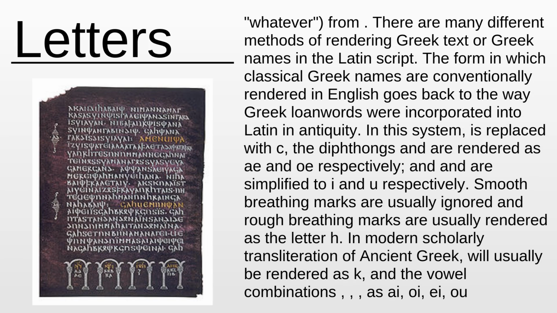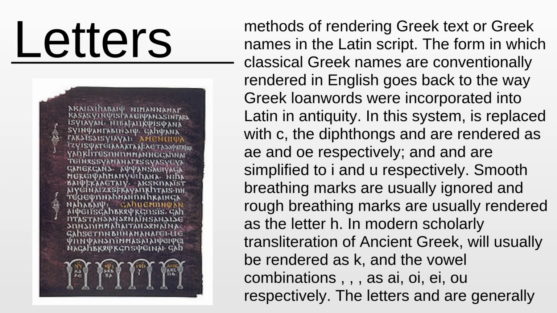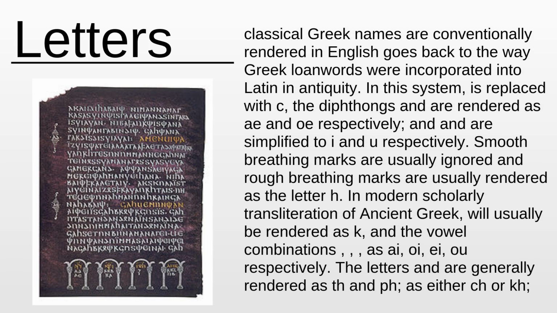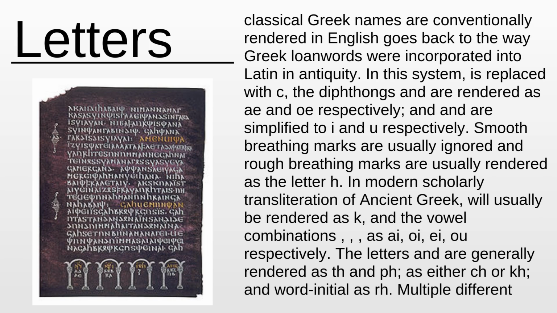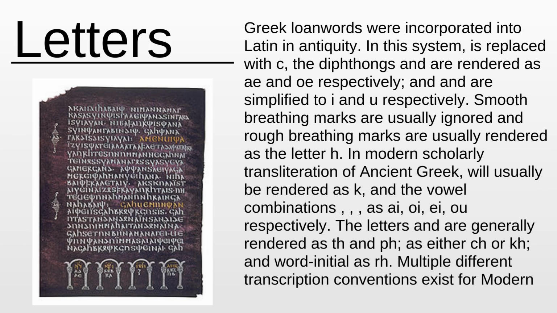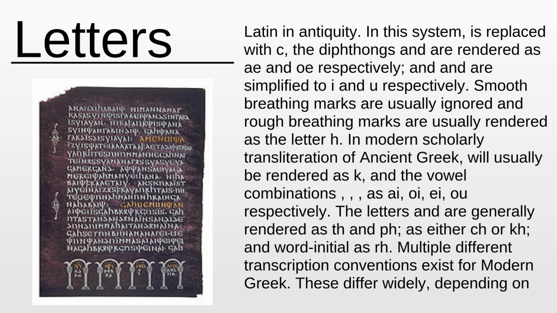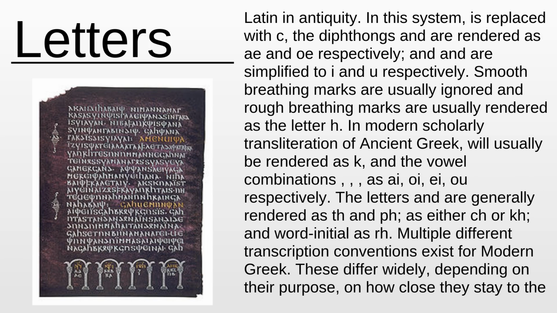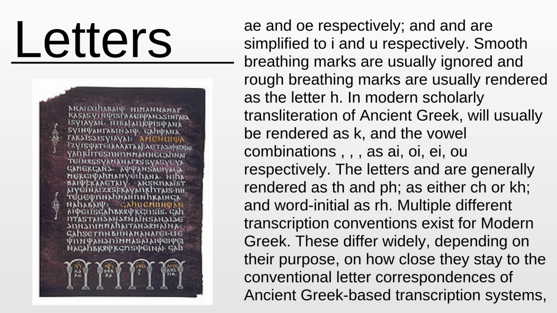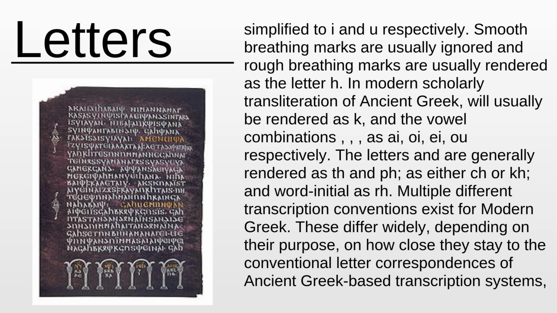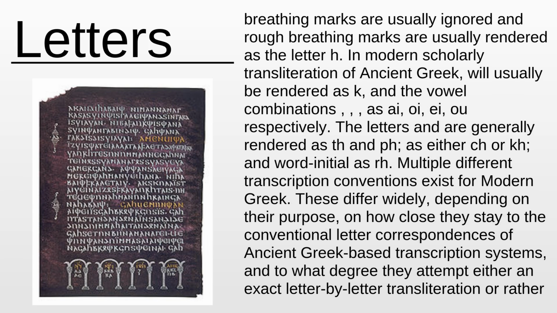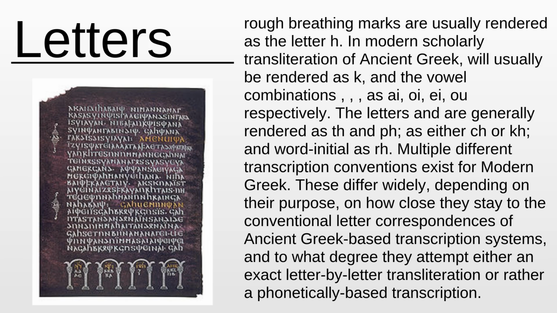There are many different methods of rendering Greek text or Greek names in the Latin script. The form in which classical Greek names are conventionally rendered in English goes back to the way Greek loanwords were incorporated into Latin in antiquity. In this system, κ is replaced with c. The diphthongs αι and οι are rendered as ae and oe respectively, and ἡ and υ are simplified to i and u respectively. Smooth breathing marks are usually ignored and rough breathing marks are usually rendered as the letter H.